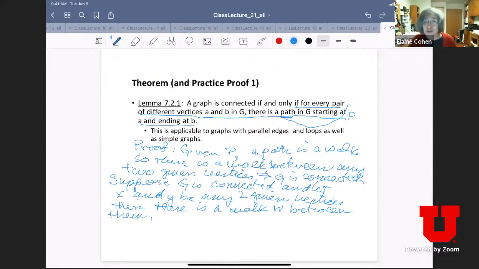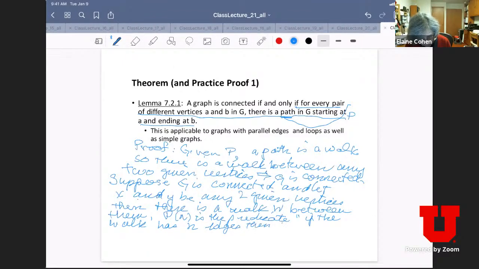Now let's do an induction proof. That's pretty easy. You have some homework induction problems. We're going to let P of N be the predicate: if the walk has N edges, then there is a path between the start and end vertex.